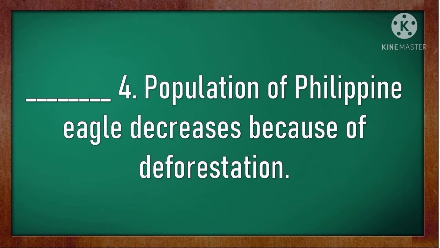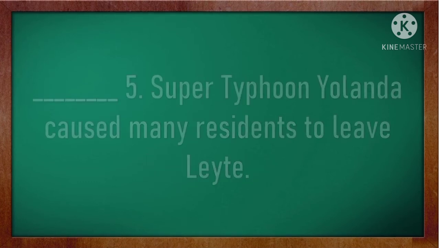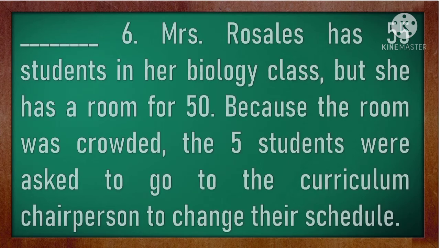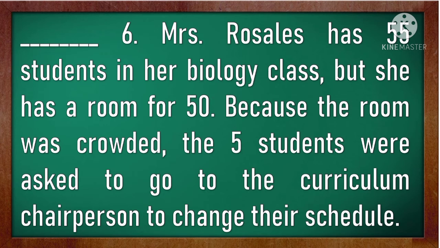Number 4. Population of Philippine eagle decreases because of deforestation. Number 5. Super Typhoon Yolanda caused many residents to leave Leyte. Number 6. Mrs. Rosales has 55 students in her biology class, but she has a room for 50. Because the room was crowded, 5 students were asked to go to the curriculum chairperson to change their schedule.